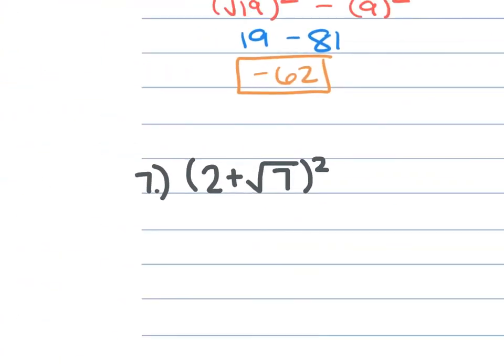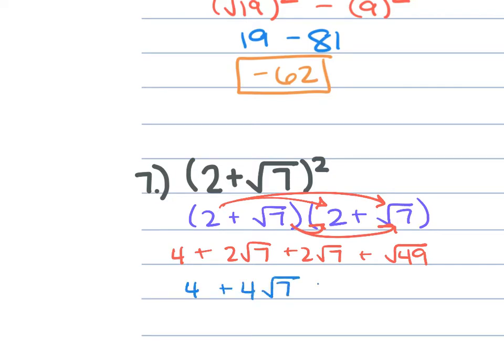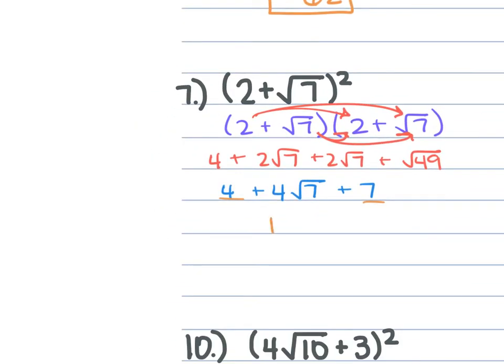For 7, we have 2 plus the square root of 7 times 2 plus the square root of 7. So if you wanted to FOIL these, we could. This is just going to be 2 times 2, which is 4, plus 2 times the square root of 7 is 2 square root 7. Then the square root of 7 times 2 is 2 square root 7. And the square root of 7 times the square root of 7 is the square root of 49. So this is going to give us 4 plus 4 square root 7 plus 7. The 4 and the 7 we're going to combine because they're like terms to give us 11 plus 4 square root 7.